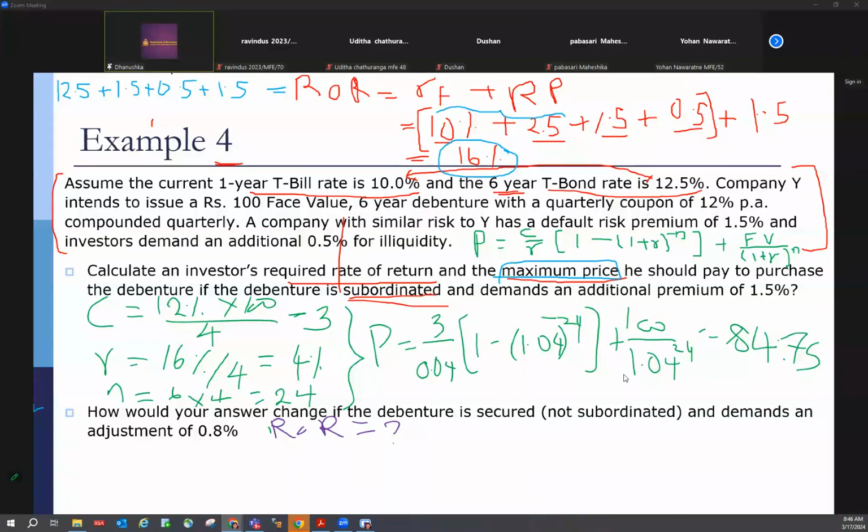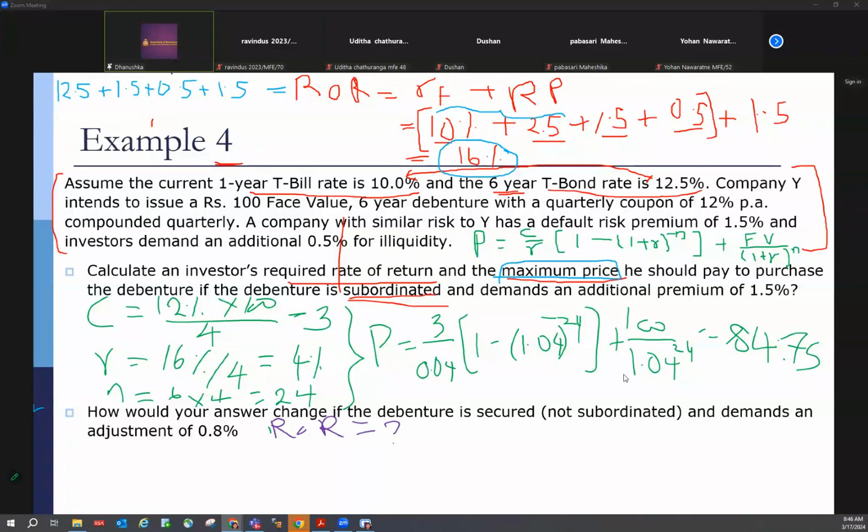Ma'am, small clarification. Since this is not subordinated, it means that we have to remove 1 point. So it's not subordinated. So you don't consider the risk premium that is there for subordination.